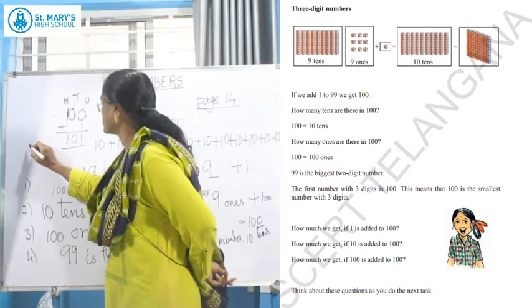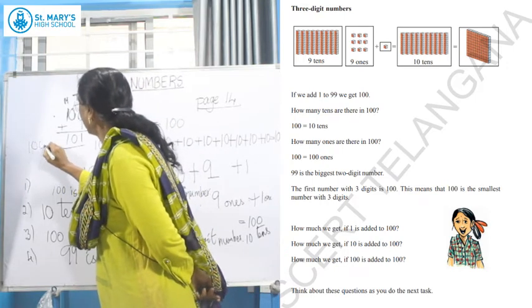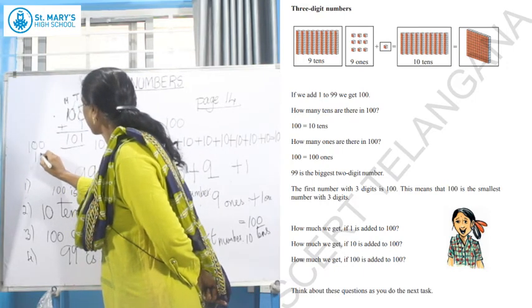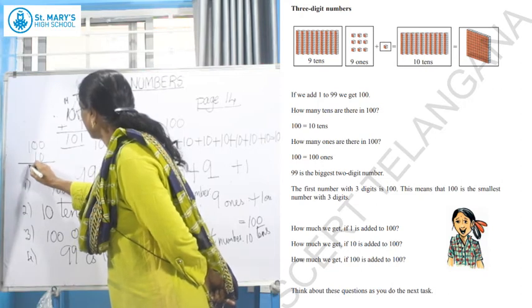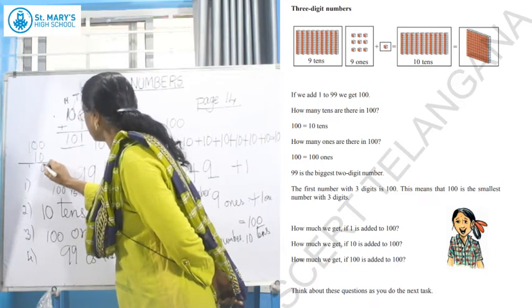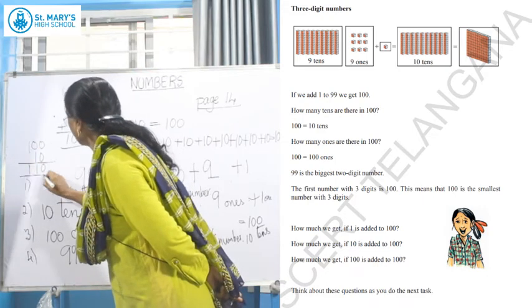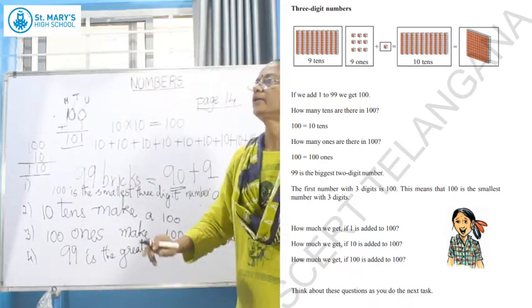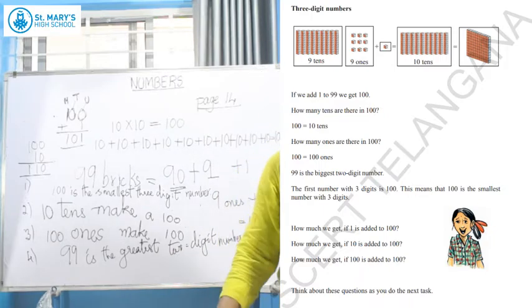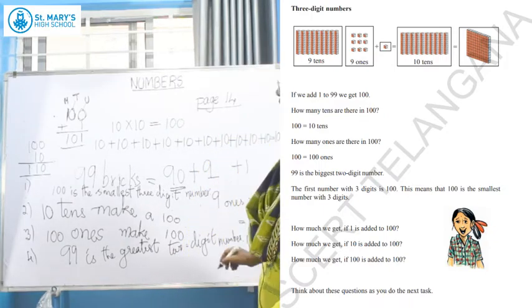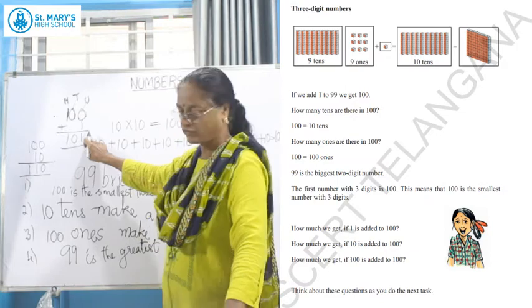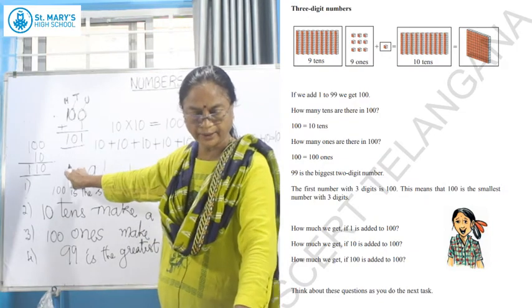See now, 100 is here. You add 10. How much do you get? 0 plus 0, 0. 1 plus 0, 1. 1. So, how much? 110. What do you write there? 110. Write the answer there. 101 first you write and then 110.